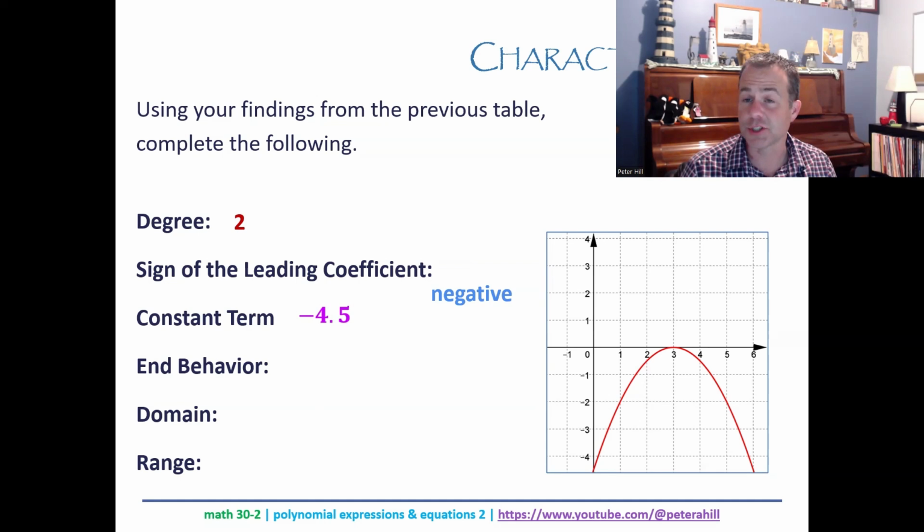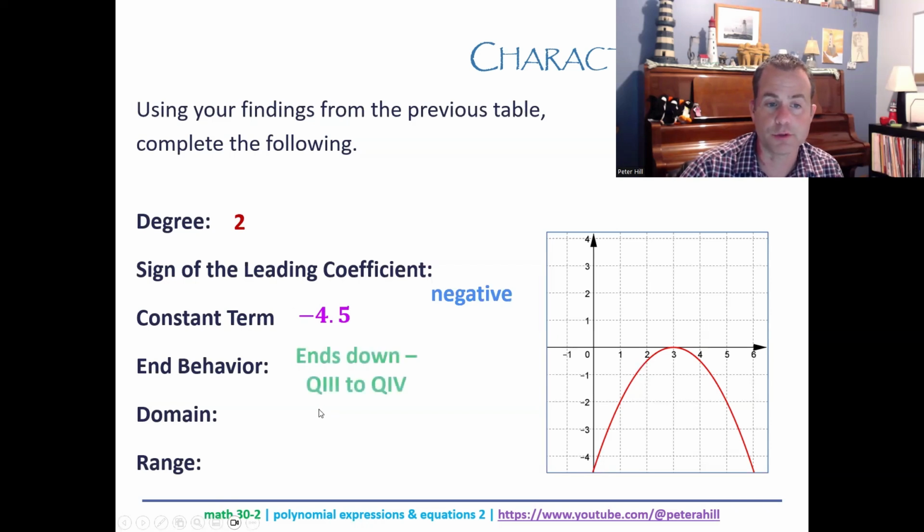End behavior, we actually just talked about. I'm going to end going down. But when we talk about the end behavior, we also want to say I'm going from quadrant what to quadrant what when I'm reading left to right. So I'm going from quadrant 3 to quadrant 4.